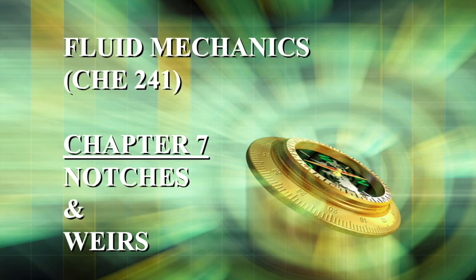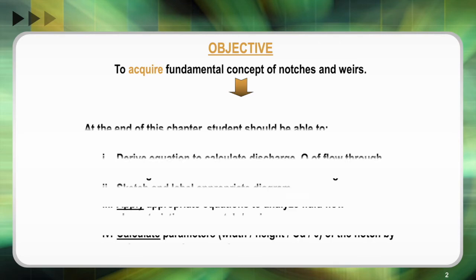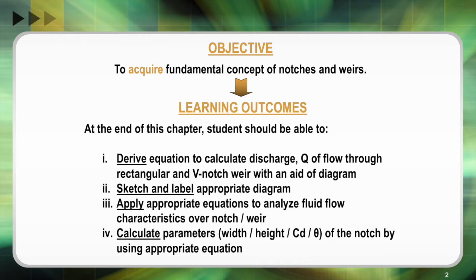Today's topic is chapter 7, notches and weirs. The objective of this chapter is to acquire the fundamental concepts of notches and weirs. At the end of this chapter, students should be able to, one, derive the equation to calculate discharge Q of flow through a rectangular and V-notch weir with the aid of a diagram.